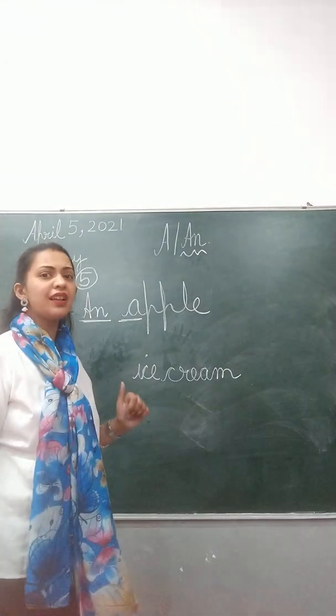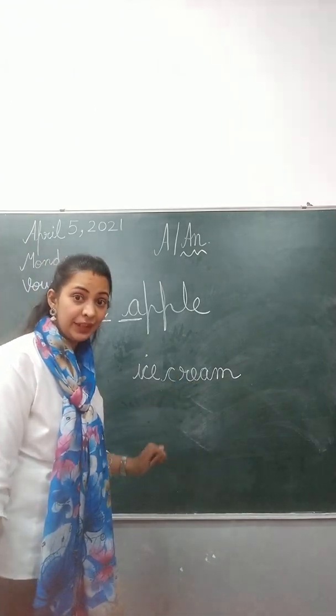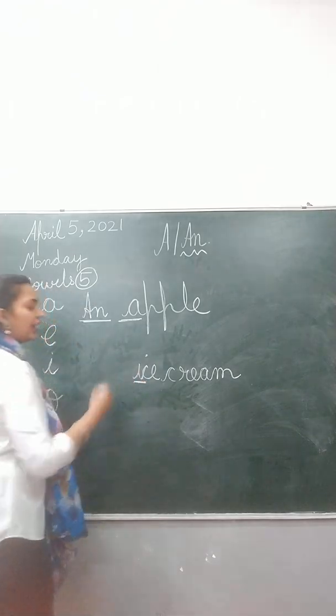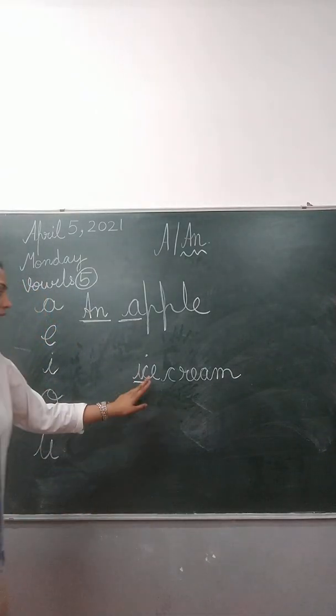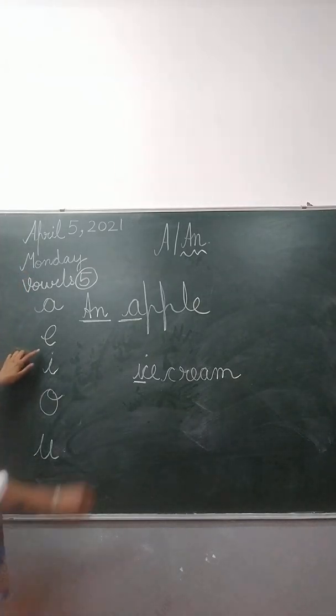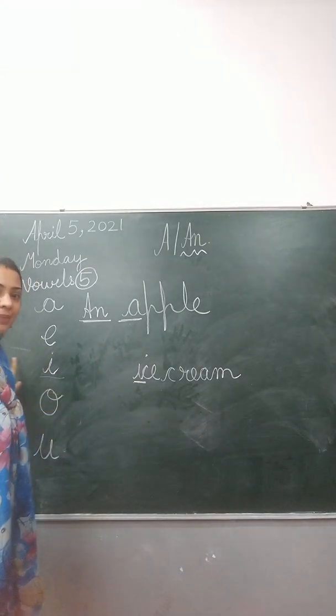Over here, if I ask you, my word is starting with which letter? Can anyone tell me? Yes, I can tell you surely. It's starting with letter I. So, I is also a part of the vowel dictionary. See, I can find my I over here. So, again, I for ice cream. That means I is a part of vowels.